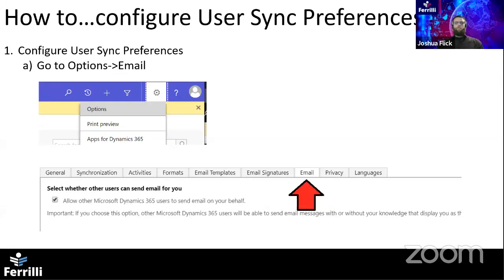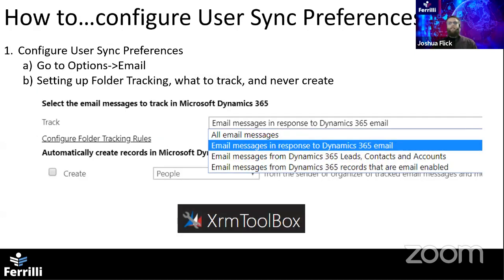One final thing we need to briefly discuss is that users must also configure how they want syncing to work. Each user has to open their personal options, which is done by clicking the gear icon in the top right corner of their navigation, and then navigating to the email tab. Here, they can set up their email or their folder level tracking, which is where they map a specific folder in their Exchange or Office 365 account that they want any emails in there to be synced to the CRM.